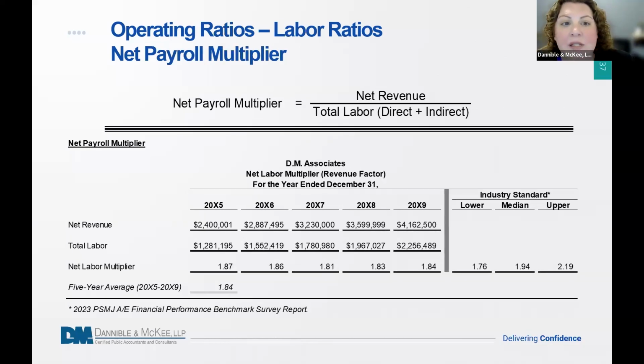Very similar, this is the net payroll multiplier. This is taking your net revenue and dividing it by total labor. So this is direct and indirect labor. So net revenue divided by total labor. So this is looking at your total labor force and comparing that so that you can analyze not just your chargeability and your direct labor, but what you're looking at as a firm in total with your indirect labor as well.